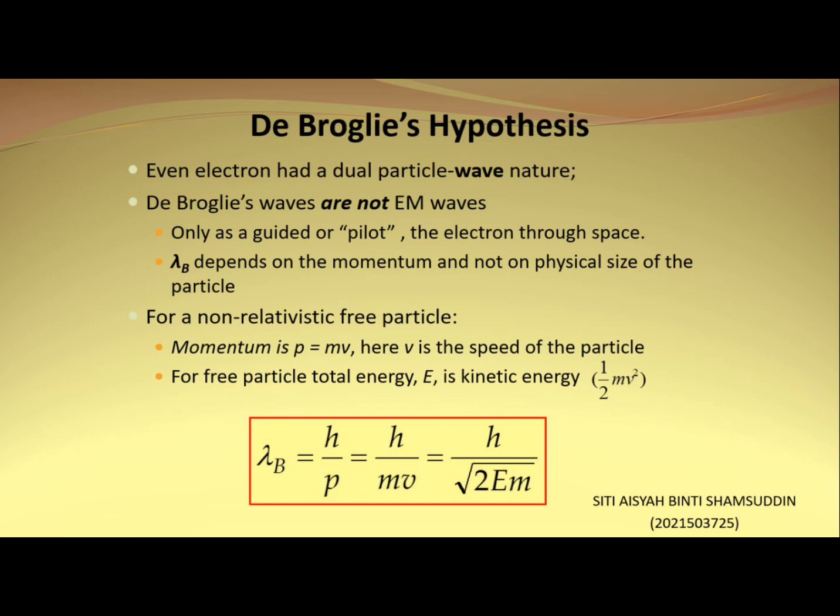The de Broglie equation is one of the equations that is commonly used to define the wave properties of matter. Electromagnetic radiation exhibits the dual nature of a particle having momentum and a wave expressed in frequency and wavelength. De Broglie waves are not electromagnetic waves. They are only a guidance for the electron through space. The de Broglie wavelength depends on the momentum and not on the physical size of the particle. For a free particle, the total energy E is the kinetic energy, 1/2 mv squared. Thus, we can get another equation: lambda b equals h over the square root of 2mE.